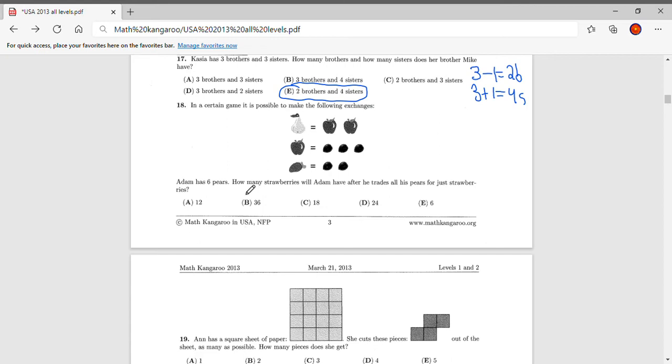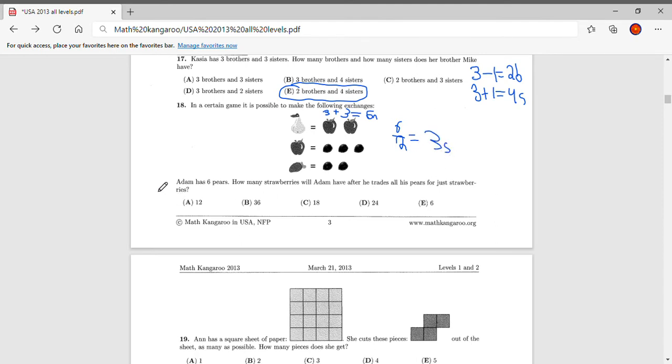So, let's convert how many nuts are equal to 1 pear. 1 apple equals 3 nuts. So 3 for this first apple and 3 for the second. So 3 plus 3 is equal to 6 nuts. Now, 1 strawberry equals 2 nuts. So 6 divided by 2 equals 3, so 1 pear equals 3 strawberries.